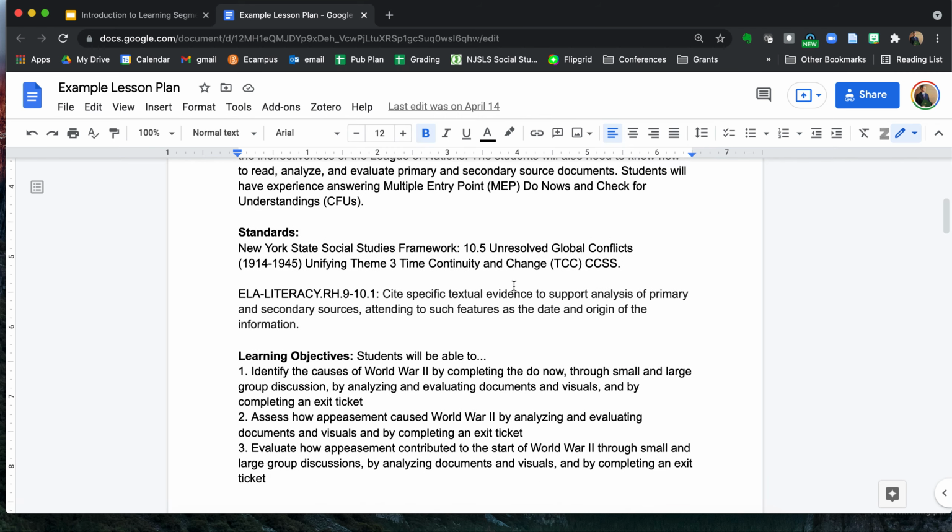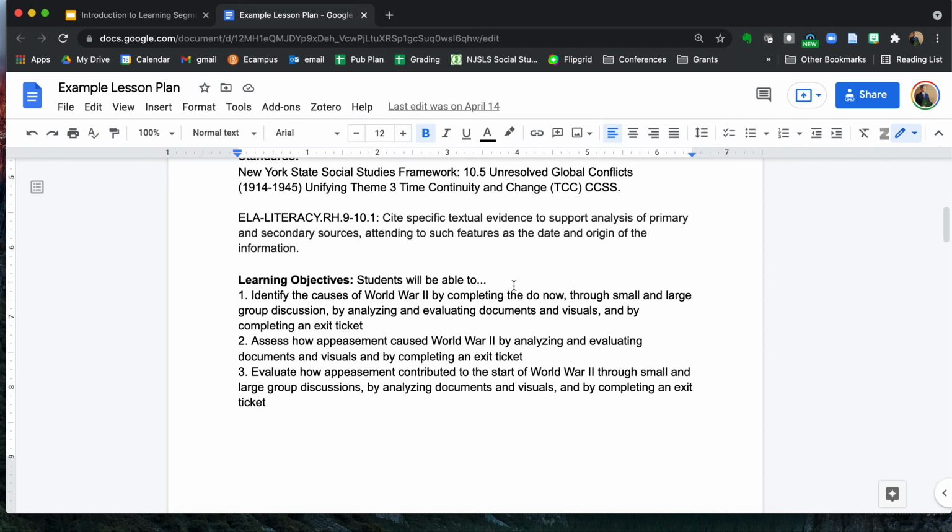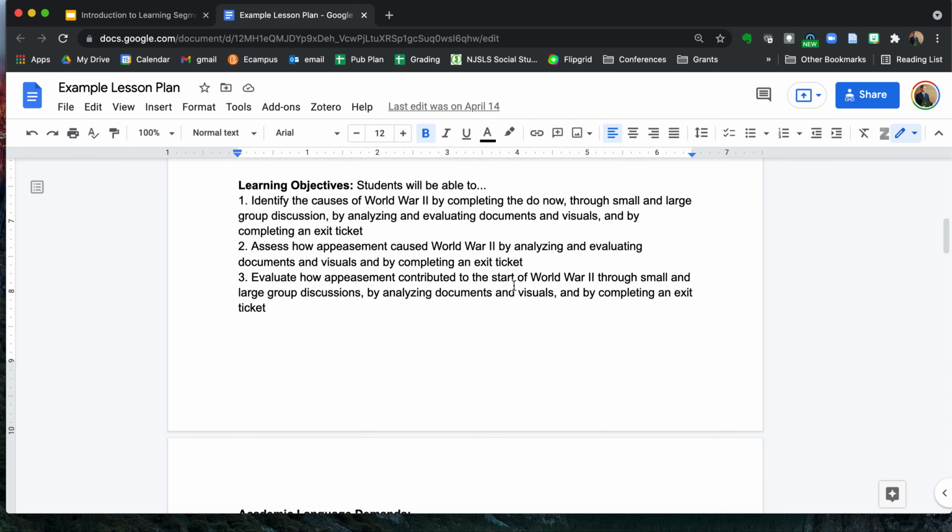This is a lesson plan from New York. In New York, at this time it was a little strange. They were still working on aligning all of their standards with the Common Core. So they had a framework that they used, but then they also used Common Core ELA standards. You're not going to do that. You're going to use the NJSLS, but this is what she was trying to do. She has 3 learning objectives: identify, assess, and evaluate. So that's pretty good. Okay.